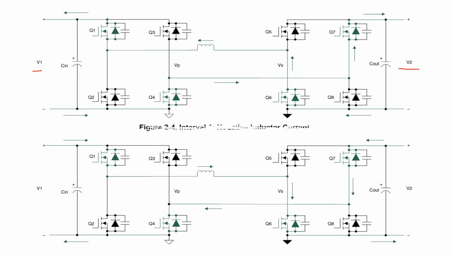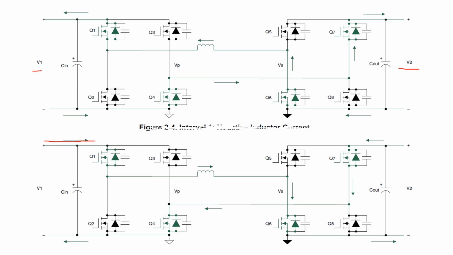The switching sequence is divided into 4 intervals. Let's say this is interval number 1. During this interval, the inductor current waveform is both positive and negative. When the inductor current is positive, the current flows this way.